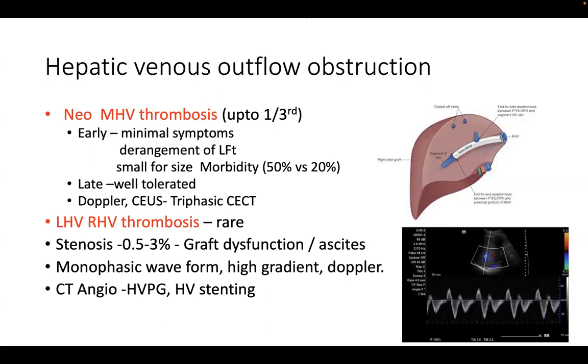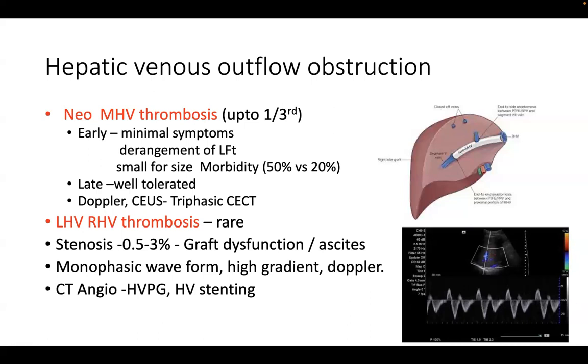Eventually, many of these patients, when there's significant thrombosis, behave like small-for-size grafts. The effective liver volume is reduced because congestive necrosis or infarction happens in segments 5 and 8 in some patients. And even if there's no necrosis, there is a functional outflow obstruction. The inflow is still high, but the MHV outflow is compromised, leading to liver congestion and graft dysfunction.